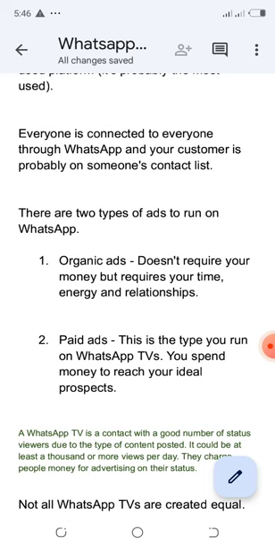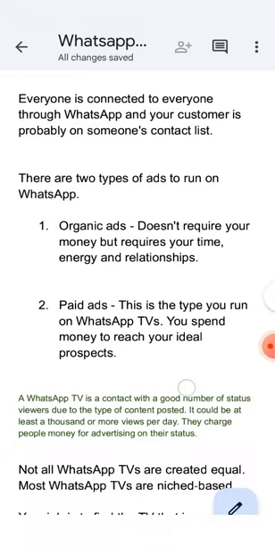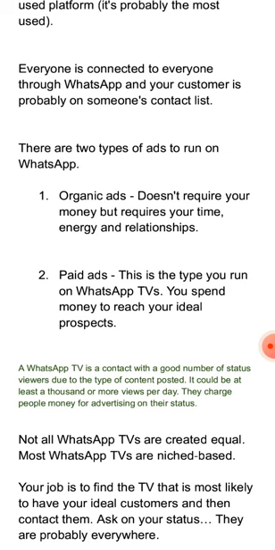A WhatsApp TV is a contact with a good number of status viewers due to the type of content posted. It would be at least 1,000 or more views per day. I know people who have 3,000 views, 5,000 views, 10,000 views. They charge people money for advertising on their status.